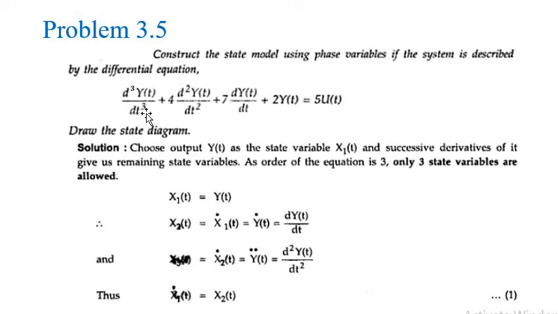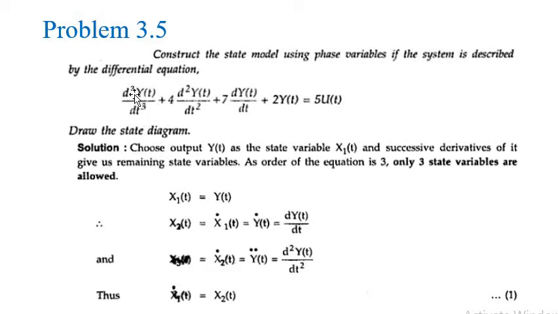So d cube y by dt cube can be written as x3 dot. I repeat, x3 is the state variable which will be equal to d square y of t by dt square. So again, if you are taking the differential, it will be d cube y of t by dt cube, which can be written as x3 dot, which is dx3 by dt.